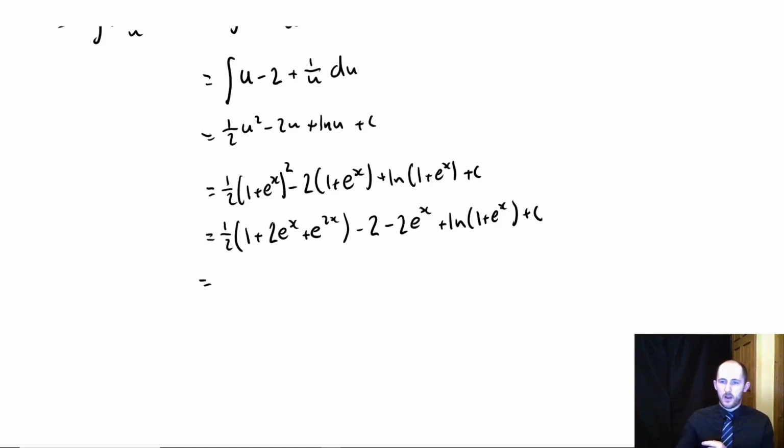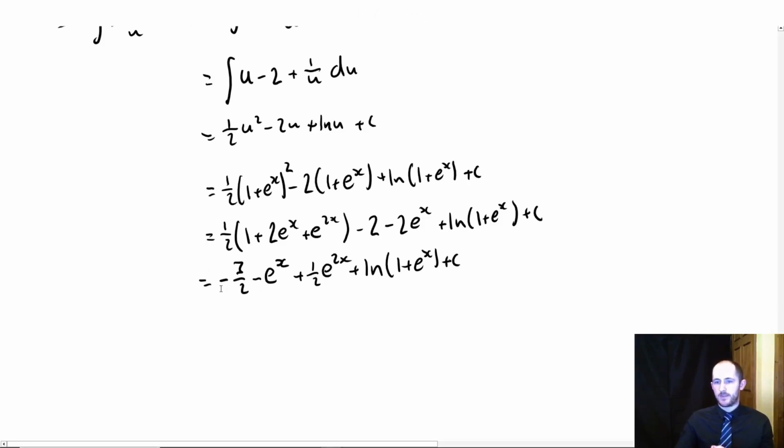I'll do it in steps. So a half of 1 is 1 over 2, minus 2 would be minus 3 over 2. We then have a half of 2 e to the x, so we have e to the x minus 2 e to the x, gives me minus e to the x. And then you have a half e to the 2x plus ln 1 plus e to the x plus c.